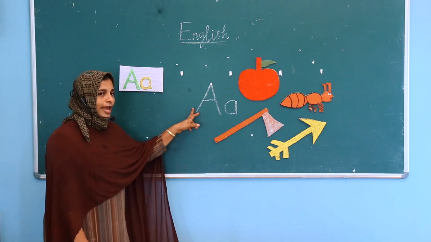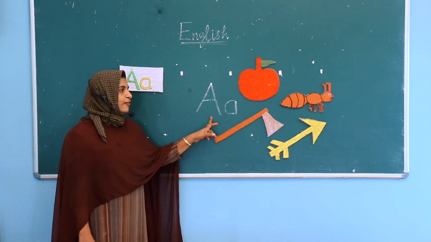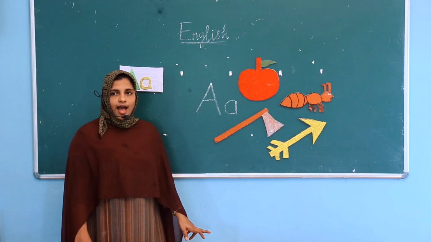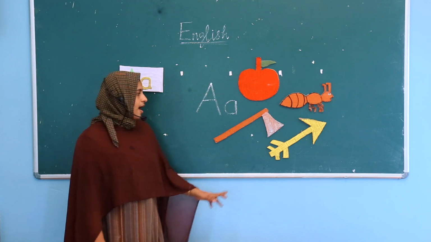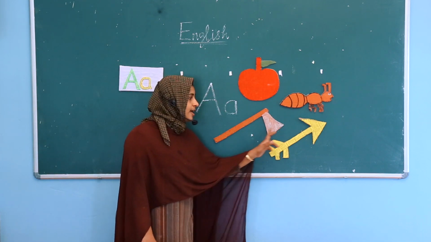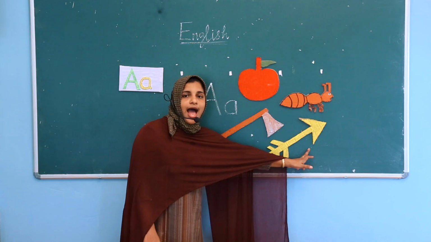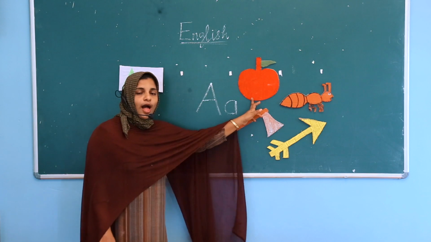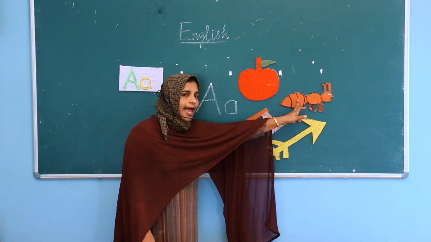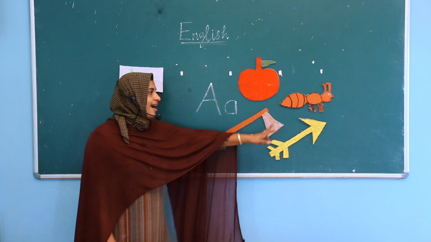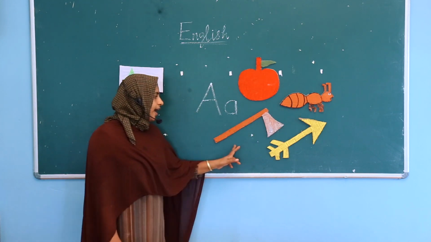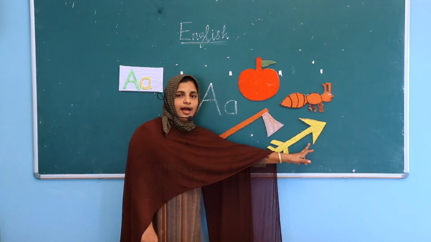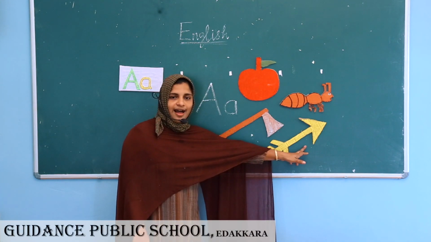You can sing that song again. A for apple, A for ant, A for axe, A for arrow.